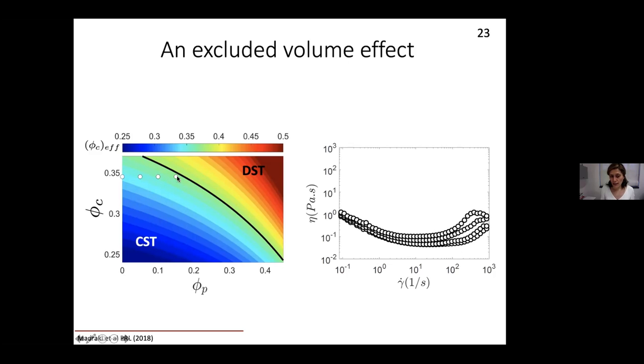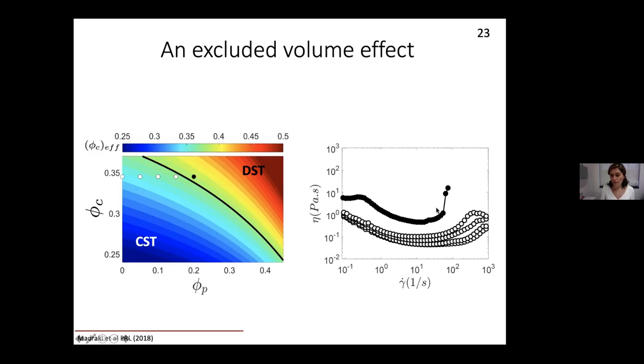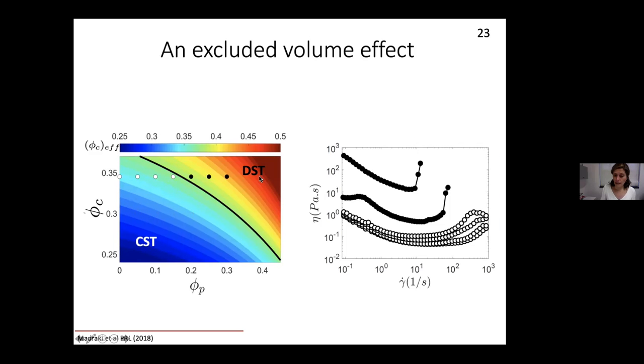And as soon as I pass this line, the material behaves like a discontinuous shear thickening material. So basically, when we add these large particles into the system, due to the excluded volume that I introduced, the solid volume fraction of the small grains locally would increase somewhere else, and it results in this discontinuous shear thickening.